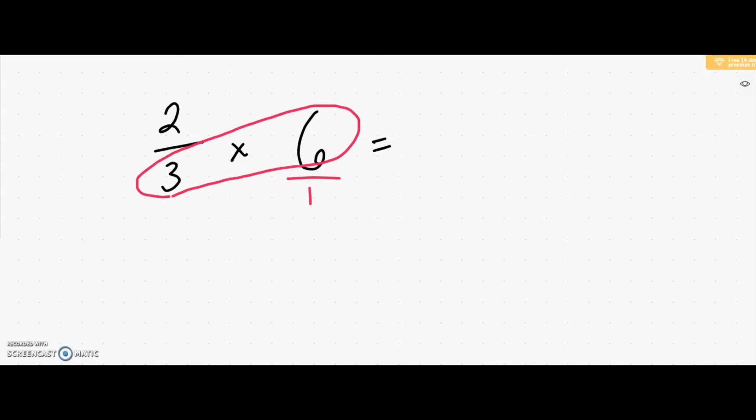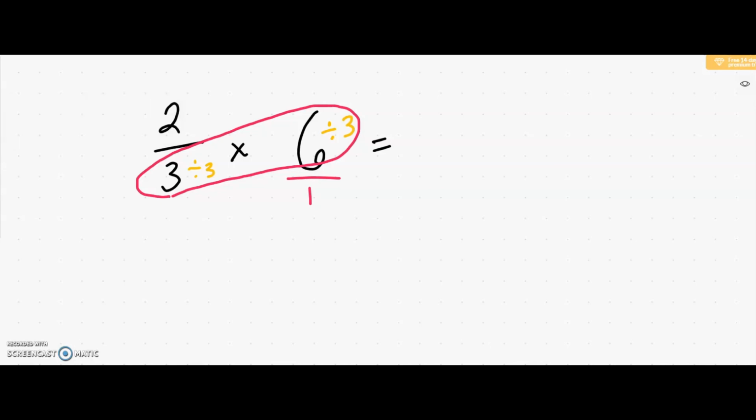All right, so let's try one more. Let's go 2/3 times 6. Okay, so the first step, we have to take that 6, and we've got to make it a fraction. Okay, I put a 1 under it. And then what I want to do is I want to cross-reduce. This 6 and 3 can become smaller. I can definitely divide that 3 by 3. And I can definitely divide that 6 by 3.